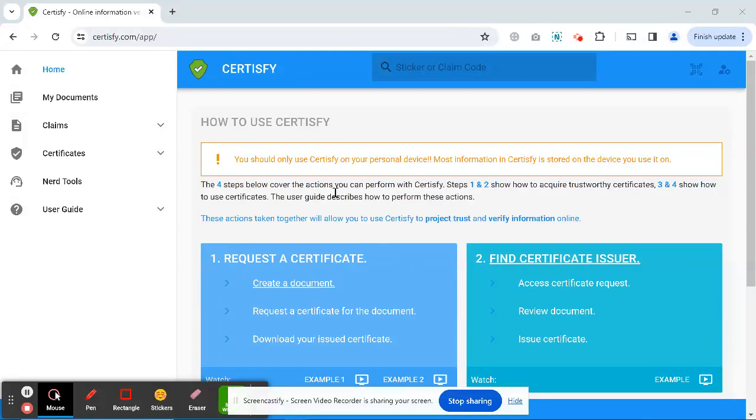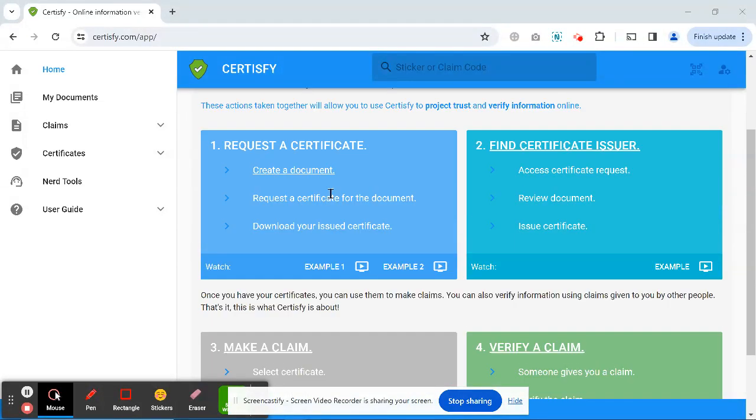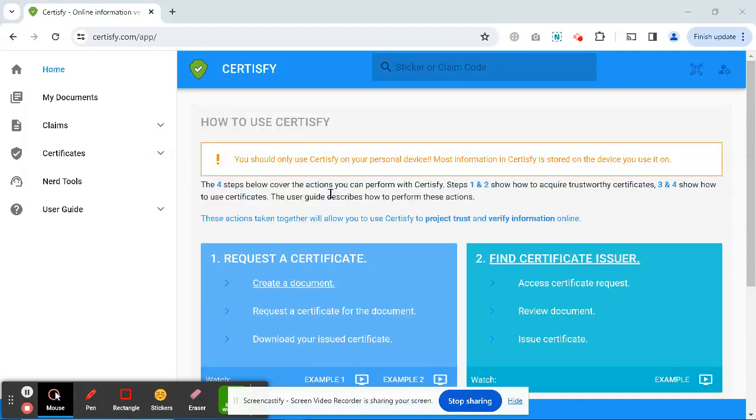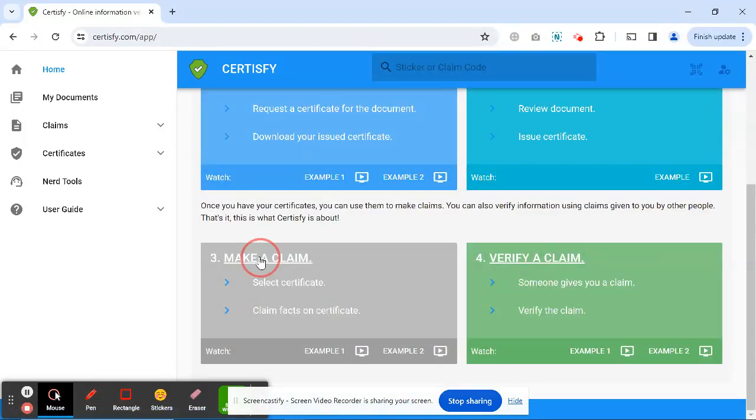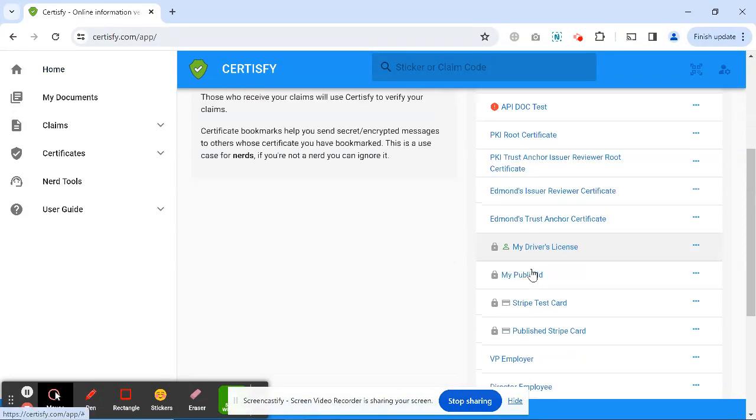All right, so I'm going to show a quick demo of how to use Certisfy to project trust. That is by generating claims and to verify information. That is, you receive claims from others and you verify the information. Let's go to the list of my certificates.